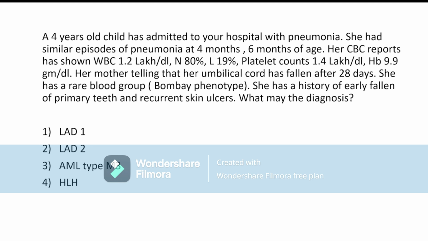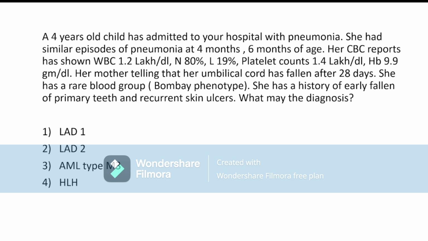She had a similar episode of pneumonia at 4 months and 6 months of age. Her CBC report shows that the WBC count is 1,20,000 per dL. Her neutrophil count is 80% and lymphocyte is 19%. Platelet count is 1,04,000 and hemoglobin is 9.9 gram per dL.